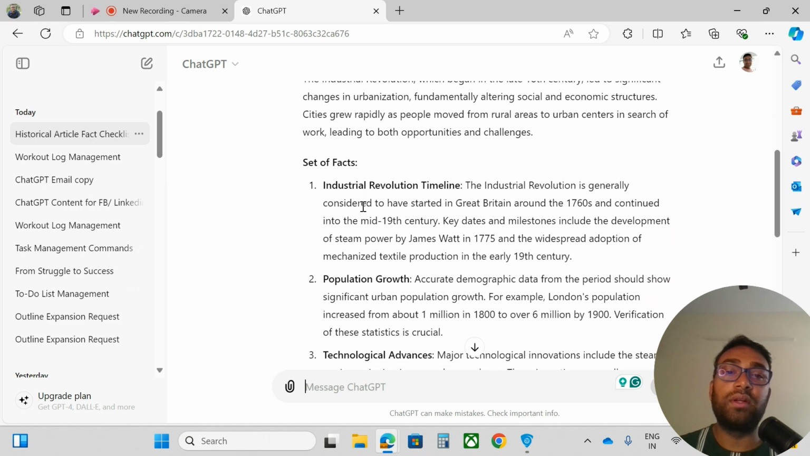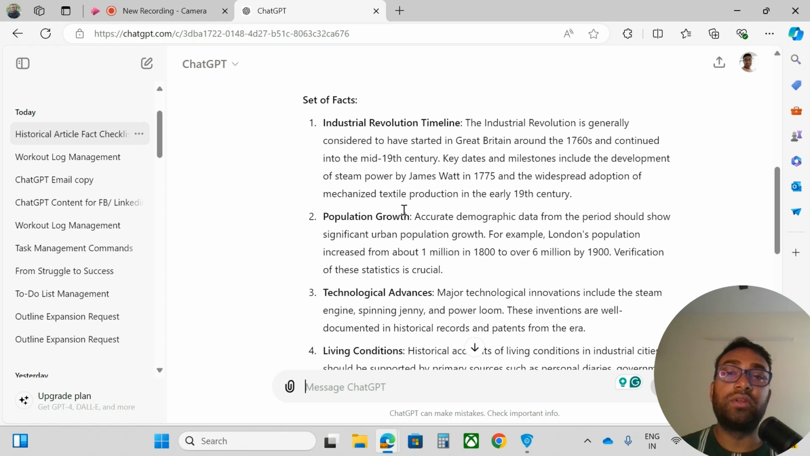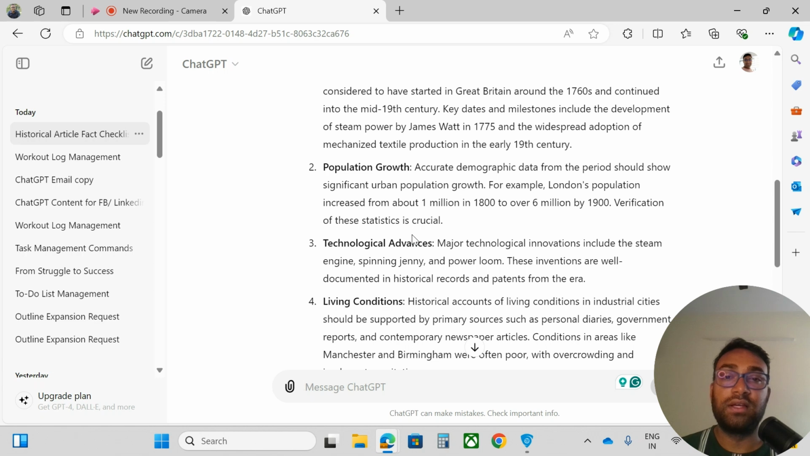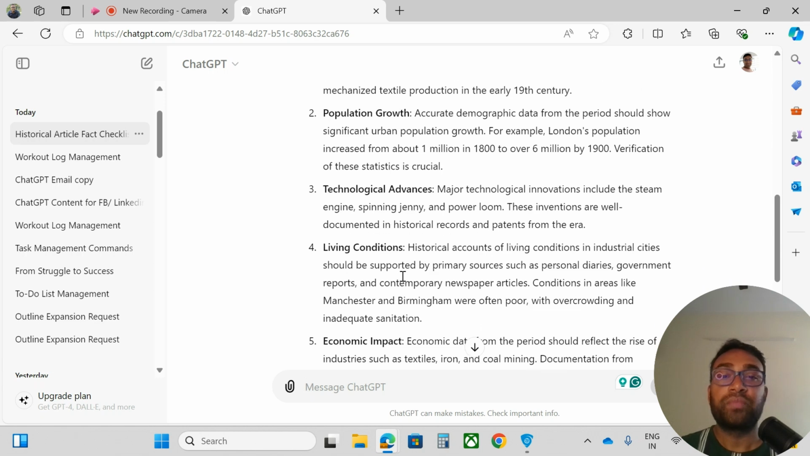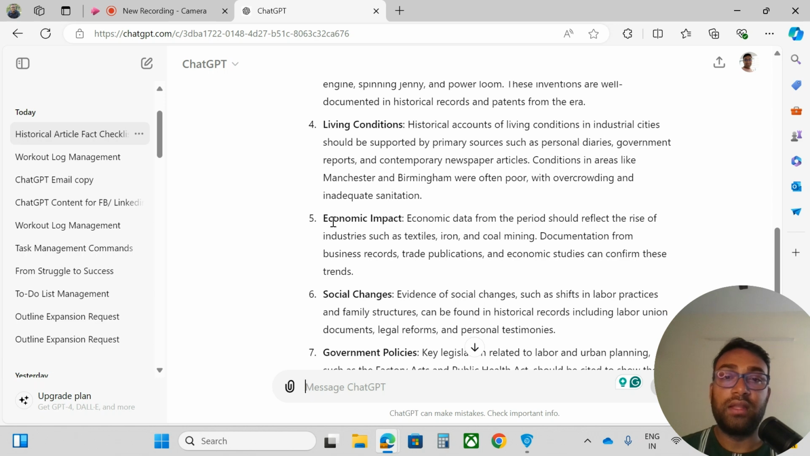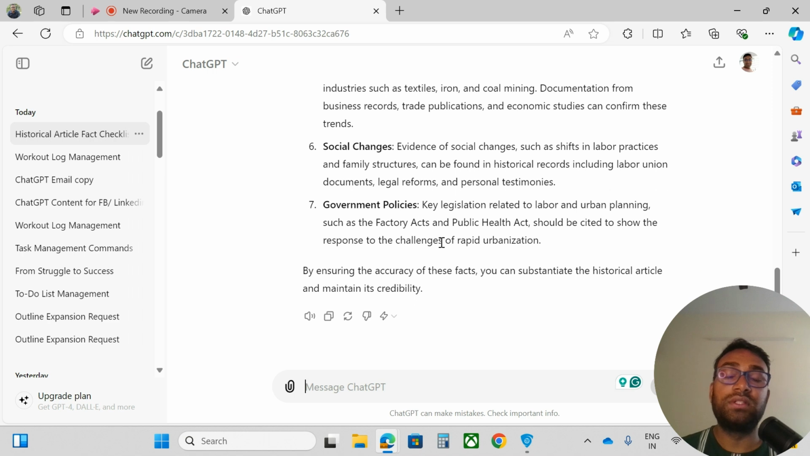After that, what it has done is give a set of facts, the most highlighted and most important points. What are the facts? The industrial revolution timeline, this is important. Population growth, this is also a very important fact. The technological advances, also an important thing. Living conditions, this is one more important thing. And economic impact, social changes, government policies, all these details are given here.